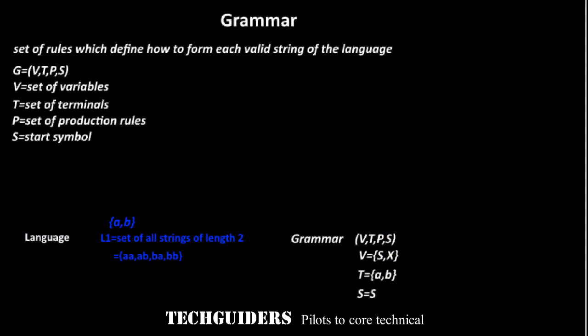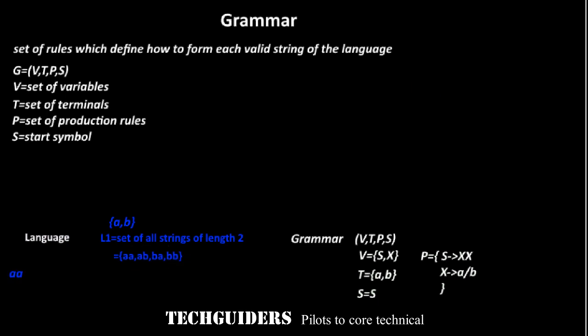Then we have the production rules which actually define how to form each valid string of the language. Here we have the production rules. S derives XX, then X derives a, or X derives b. Using this grammar, we should be able to generate each valid string of the language.